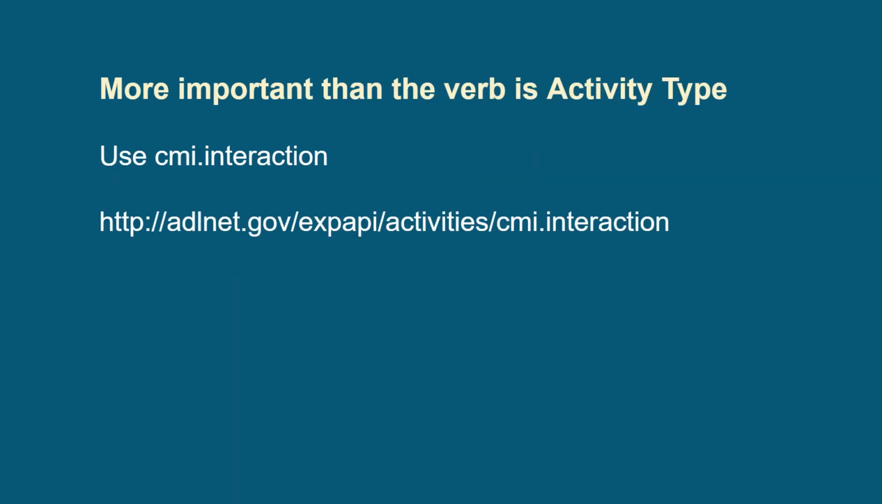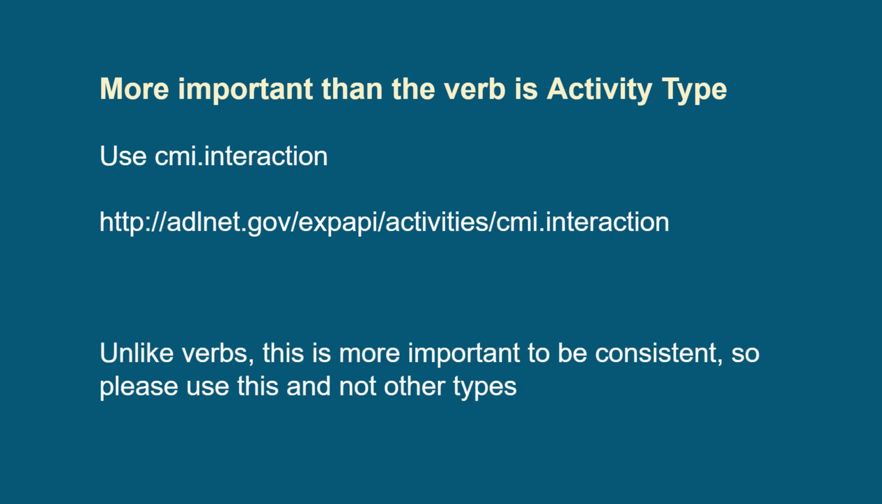So I said verb might not be the most important thing. Something that is really important is the activity type. And here I say use CMI interaction. And again, like before, as an oversimplification, it's actually this big long IRI. And some of you who are kind of new to xAPI, or even doing xAPI for a while, that aren't familiar with activity types, it's a very important concept, and again, I think I'm going to do another video just on types, but for now, let's just talk about the interaction activity type.